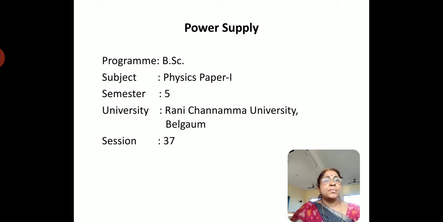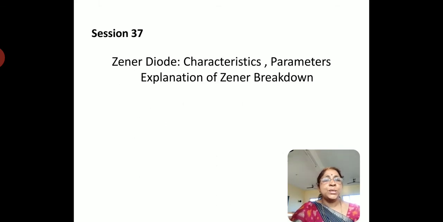BSc 5th Sem Physics Paper 1, Power Supply, Session 37. In Session 37, we are going to study Zener diode characteristics, parameters, and explanation of Zener breakdown.